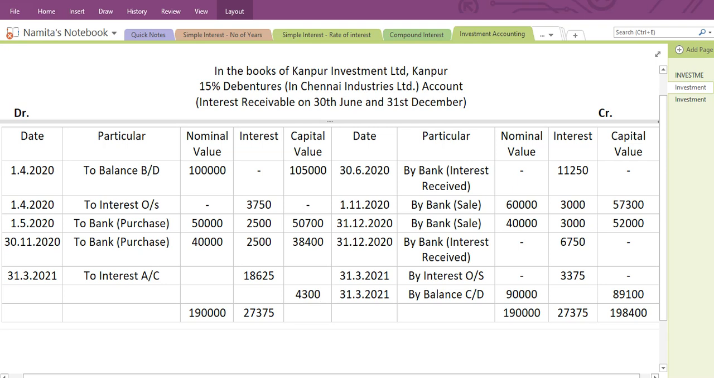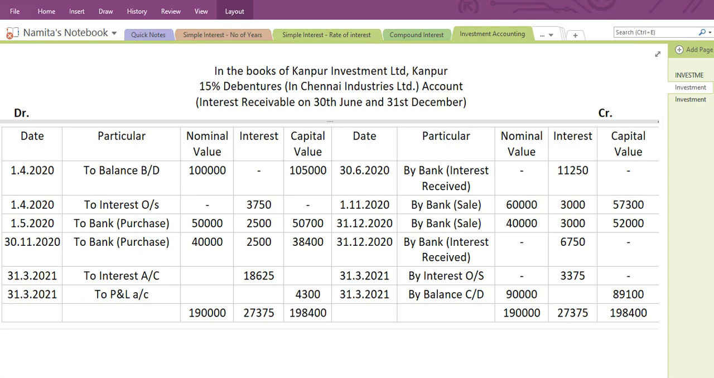4,300 is a profit. Whatever profit we earn, we have to transfer to P&L account. So to P&L account, this is a profit. Now total will be 1,98,400. So both the debit side and credit side columns tally. In this way you have to prepare the investment account.